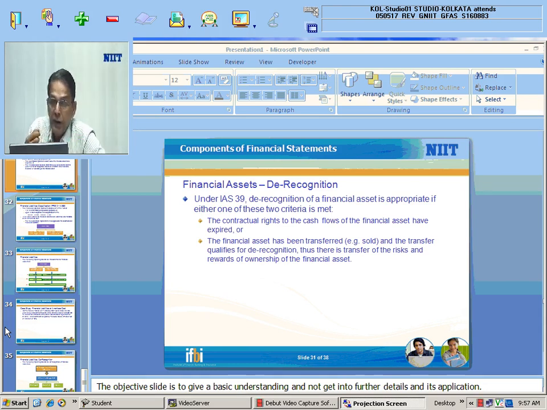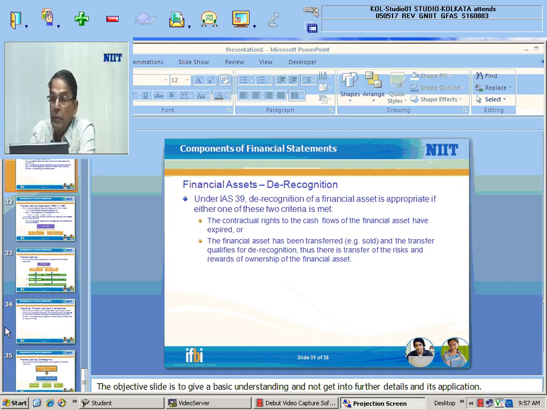When the contractual rights to the cash flows of the financial assets have expired, or the financial asset has been transferred, that is sold, and the transfer qualifies for derecognition, in the sense that the risk and reward of the asset has been transferred to the buyer.